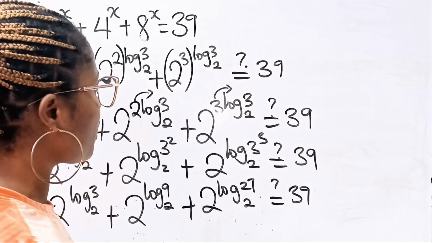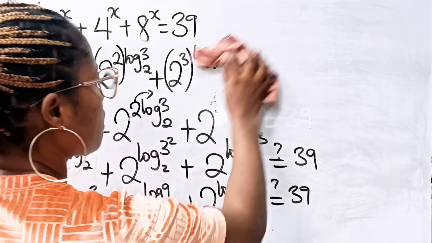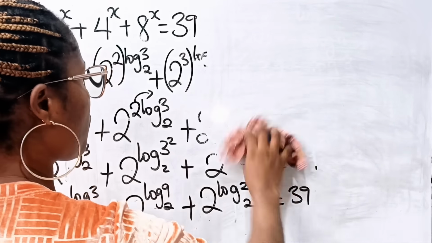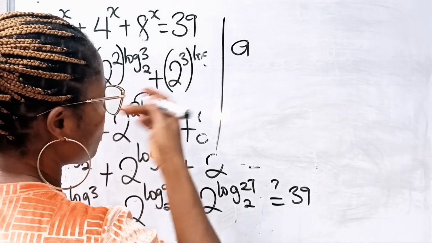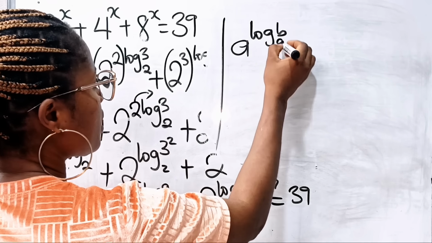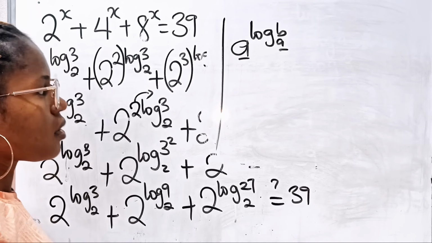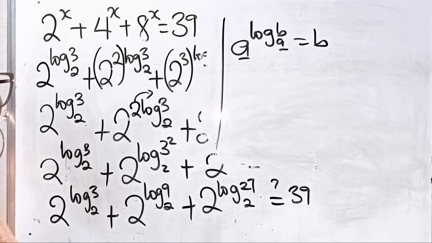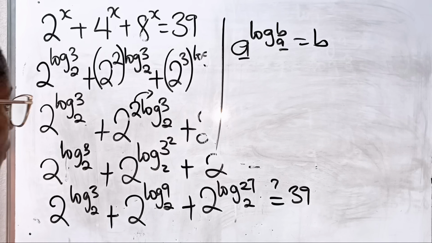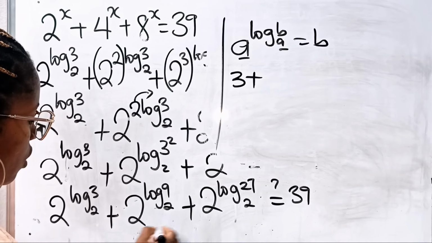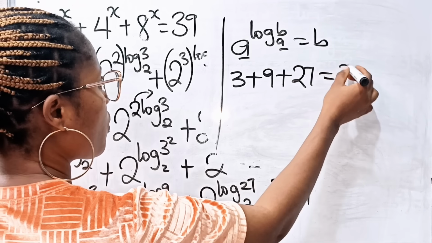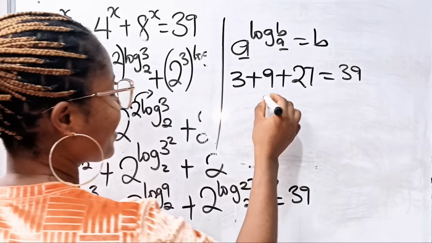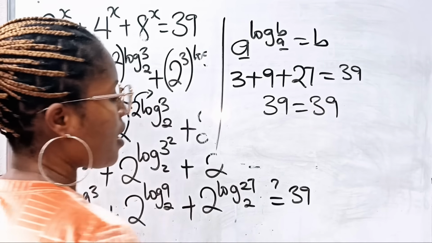Now, we are getting to the end of this video. Remember that a to the power of log b base a, once the bases are the same, this whole thing is equal to b. If you look at this, we have 2 here and 2 here, the same. So the whole of this is 3, the whole of this is 9, and the whole of this is 27. 3 plus 9 plus 27 is equal to 39. And you can see that 39 is equal to 39. And that is the answer.